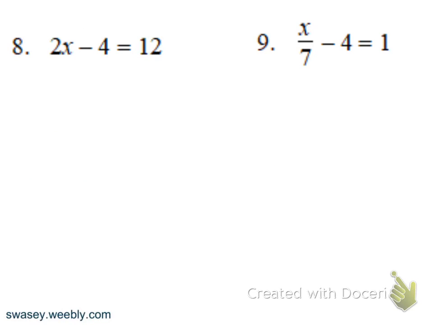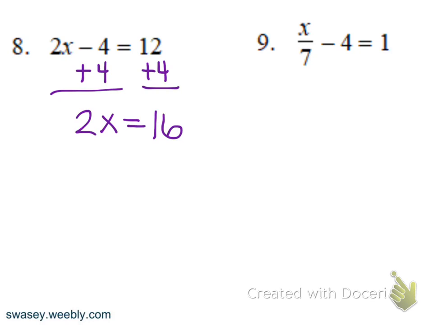These are two-step equations. We're still solving. To get rid of -4, add 4 to each side. So we have 2x equals 16. To get rid of multiplying by 2, divide both sides by 2. And so x is 8.